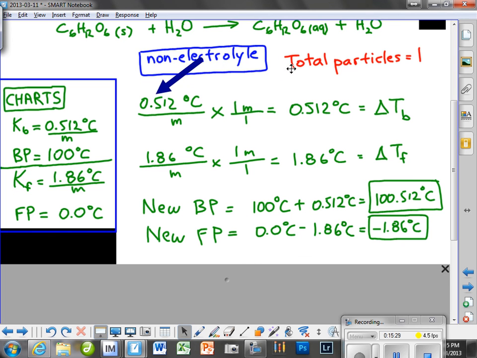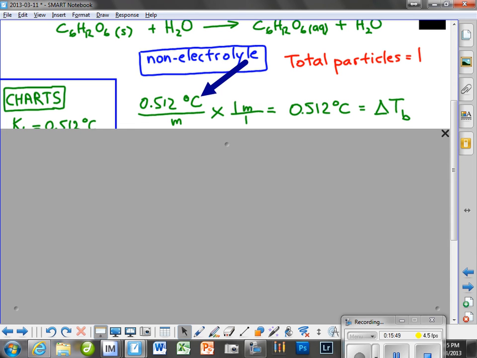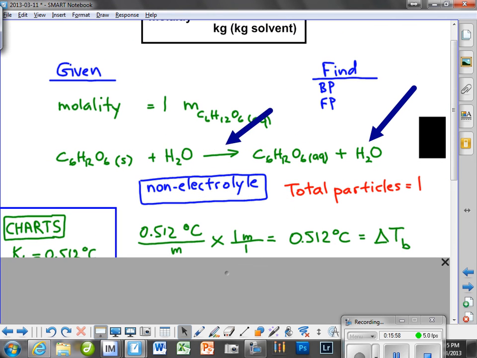So here is the constant from over here. This came out of the chart, and the constant is in degrees centigrade per molality. Here it is again. This is in my calculation now. Let's just do one row at a time. Times 1 molality over 1, because 1 was the molality that I gave you in the original problem. That's the given. So 1 times this gives you 0.512 degrees centigrade, which is the delta T sub B.